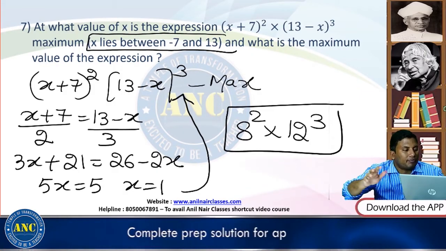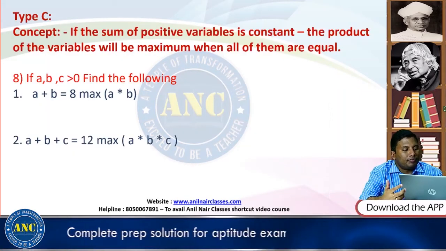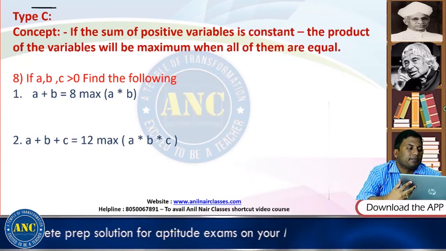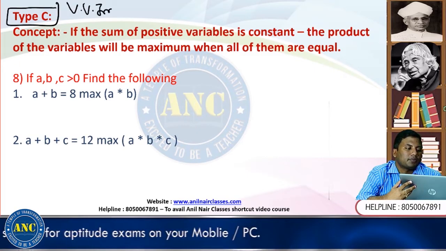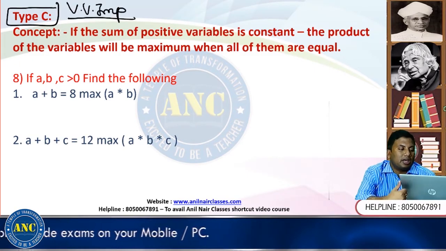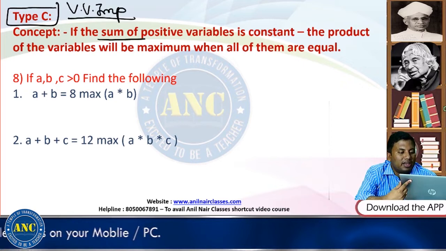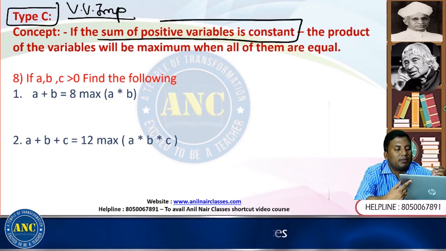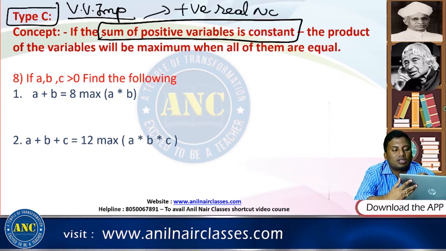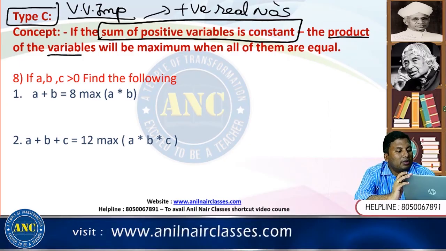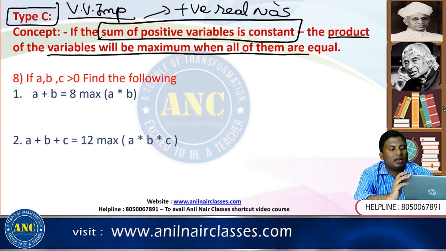Next one, type C. Very, very important, type C. What is this type C? If the sum of the variables is constant, for positive variables, all the concepts are right only for positive real numbers. If the sum is constant, the product will be maximum only when the variables are equal.